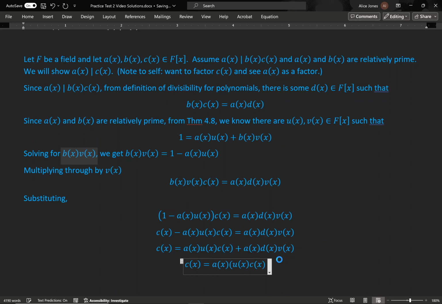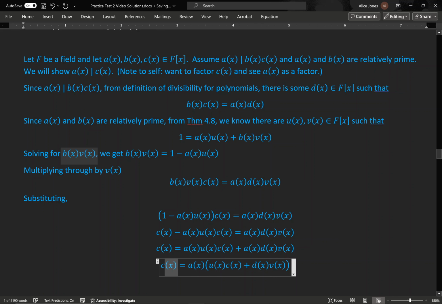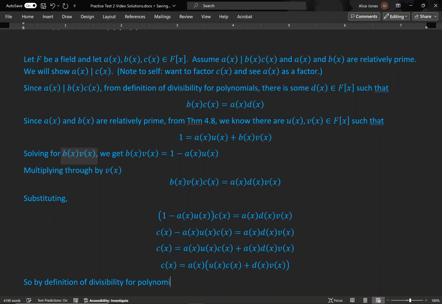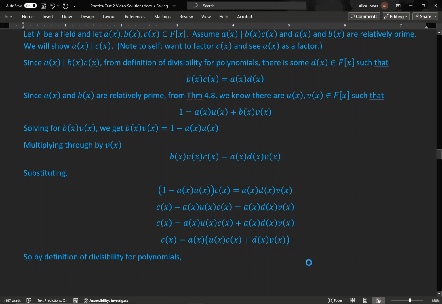And that is how a lot of math transpires. So d of x. Okay, so you see here I have a factor of a of x in c of x, because the rest of this stuff is a polynomial in F[x]. So by definition of divisibility for polynomials, a of x divides c of x. Okay, that is what we wanted, and so we are done.